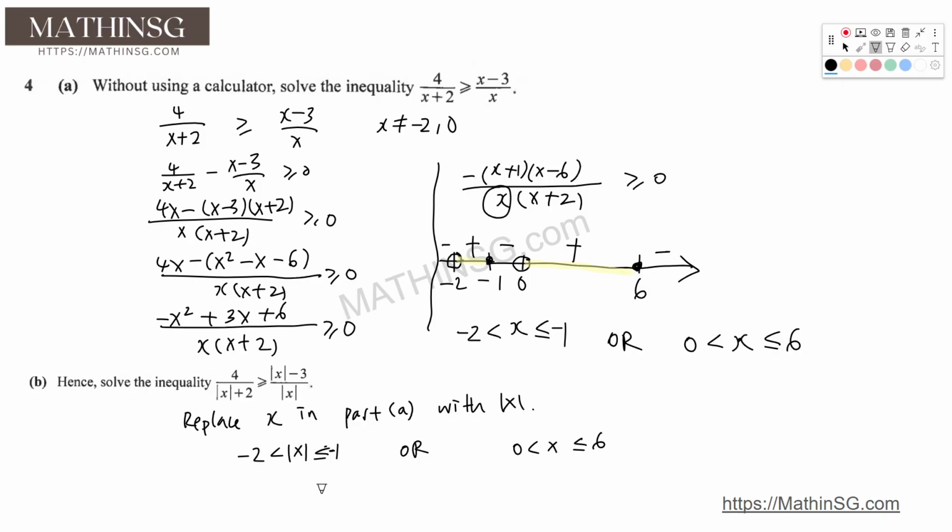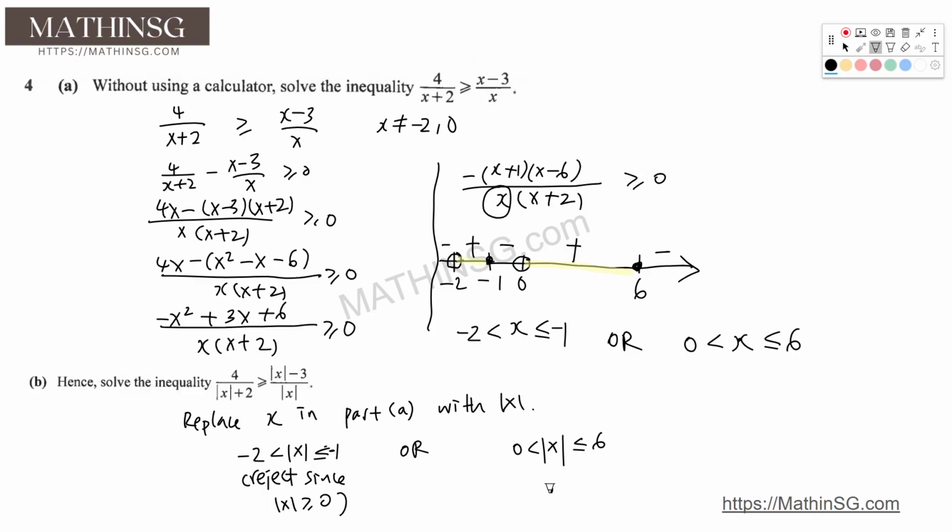Now this one we will reject immediately, since mod x must always be greater than or equals to 0. So we're only left to solve this one here. So mod x is more than 0 but lesser than or equals to 6. Sorry, I need to change this to mod x. So we know that mod x is lesser than or equals to 6.